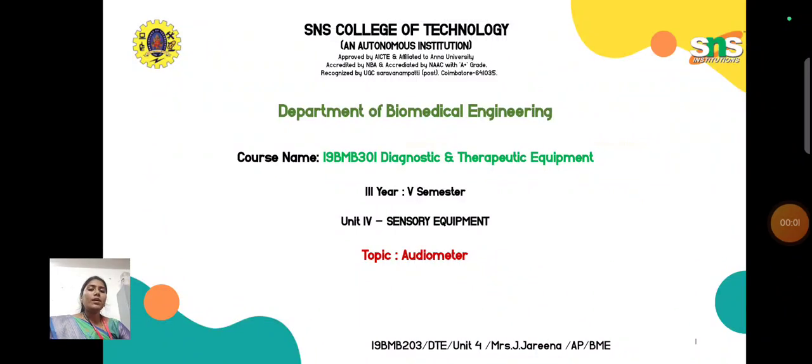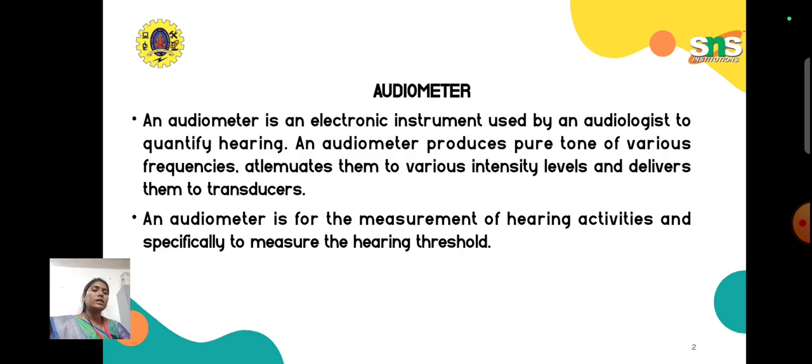Hi everyone, let's have a discussion on audiometer. So this is again one kind of sensory equipment. I think you might have heard this particular term, what is meant by audiometer. So audiometer is a very simple basic device. It is an electronic instrument where you can assess the hearing capacity or hearing ability of people.